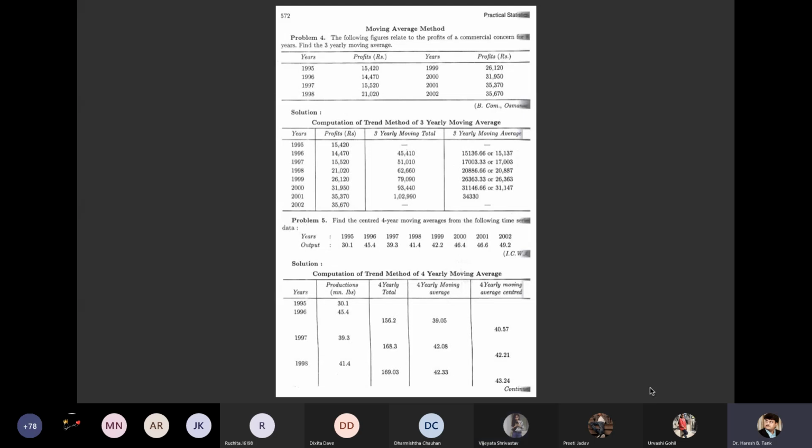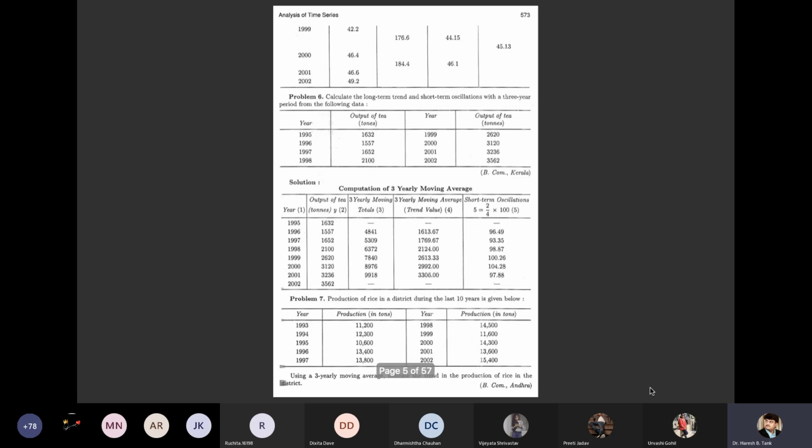Actually, while observing, you can observe that if a 4-yearly moving average center is to be found, in that case, the first two entities will be dash and the last two entities will again be dash. Is it okay? Yes, sir. You know it quite well how it is to be described, right?